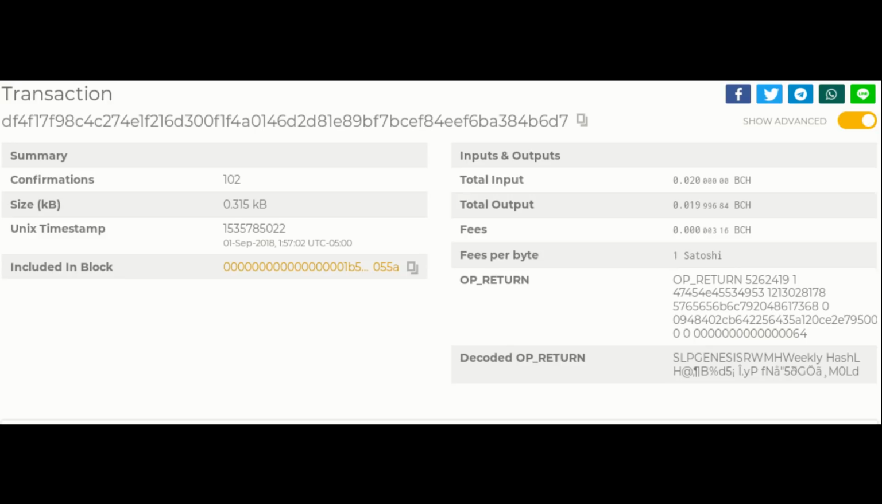And so if you look at the transaction data for the Genesis creation of our Memo tokens, I don't know exactly how to read that decoded op return thing there below. Those are some crazy symbols. I don't understand it, but obviously you can see it's a genesis of, I was creating the RWMH weekly hash token. So you have all that information there. It's obvious what that was, and it has the correct hash, the hash that starts with 0948.